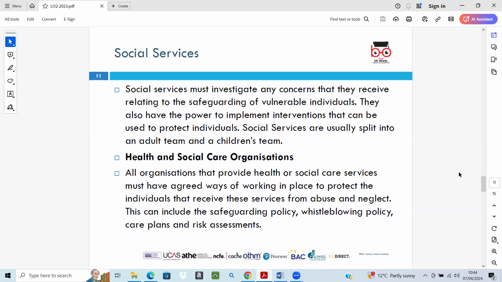Social services are usually divided into two teams: an adult team that focuses on safeguarding adults who are at risk of abuse or neglect, and a children team that coordinates protecting children from harm. So basically, social work teams are divided into two teams. One is for the adult and one is for the children.